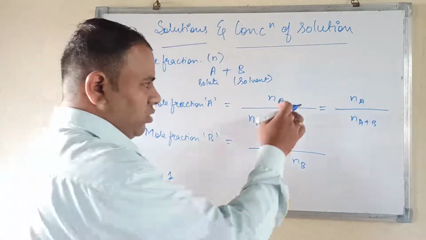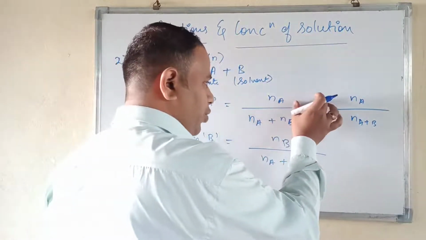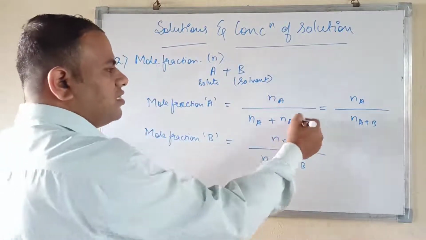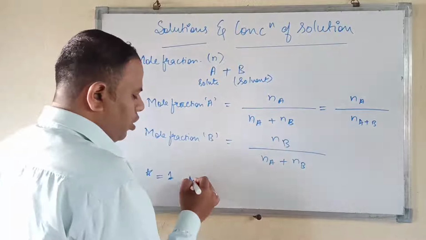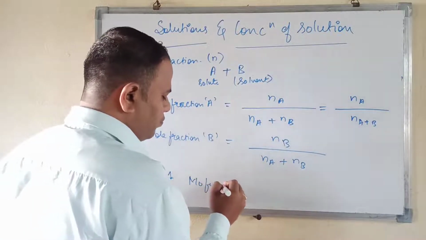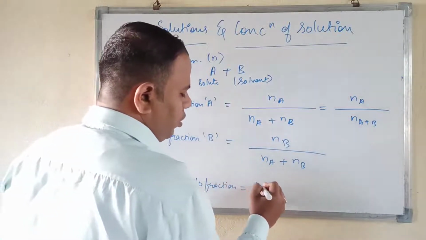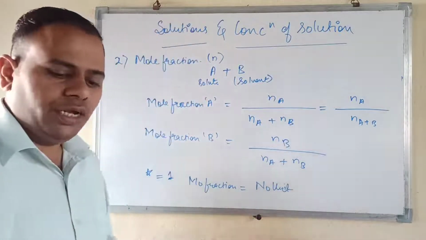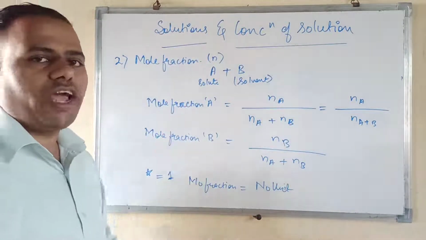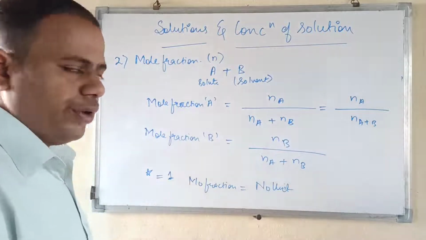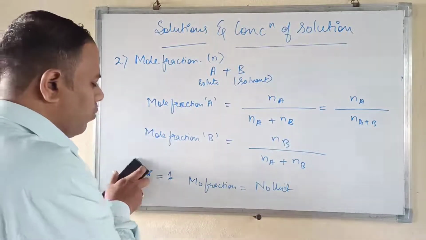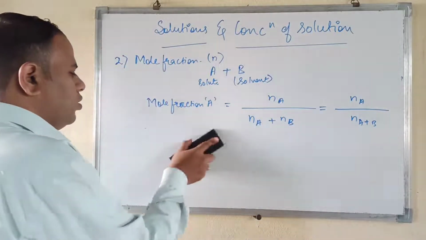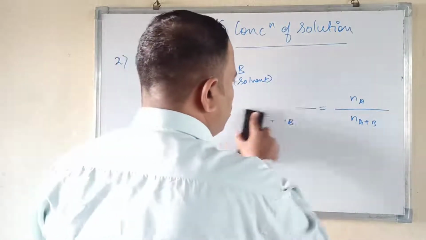See here, since on the top there will be a unit of concentration and below also there will be a unit of concentration, it gets cancelled out, and therefore the mole fraction has no unit. So whenever you express a certain concentration in mole fraction, it will not have any kind of unit. This was all about the mole fraction, and it is widely used in certain calculations and experiments also.